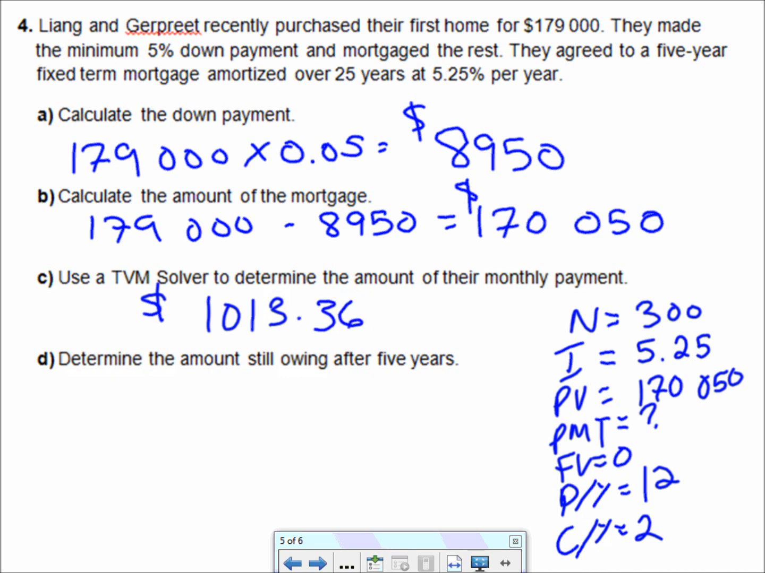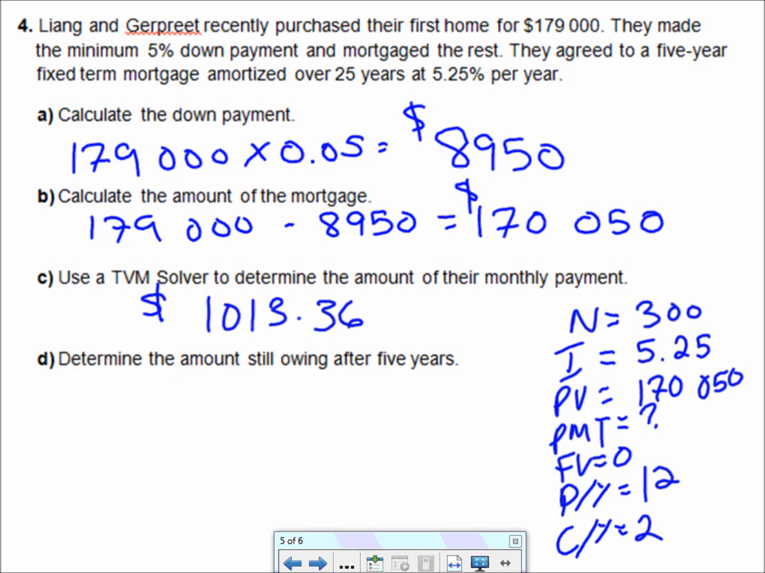Okay. Determine the amount still owing after 5 years. So now we need to do a little bit more here. They don't give us principal paid, right? Okay, everybody go back to this sheet.